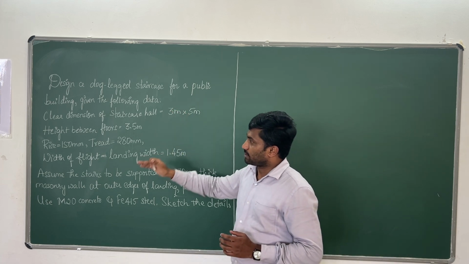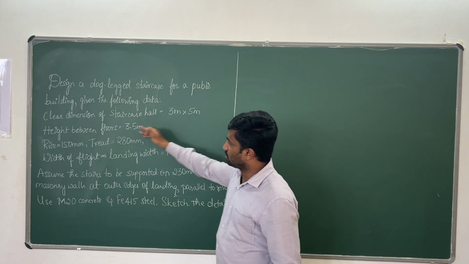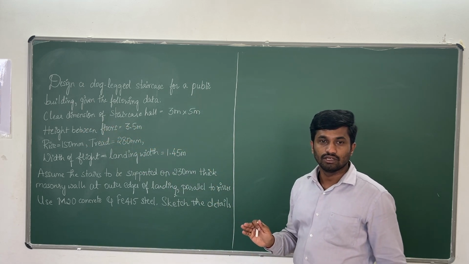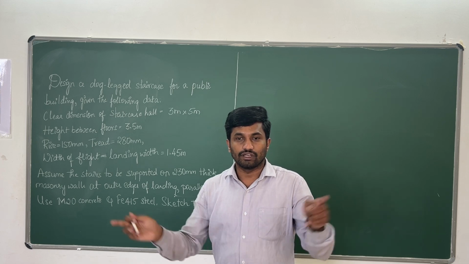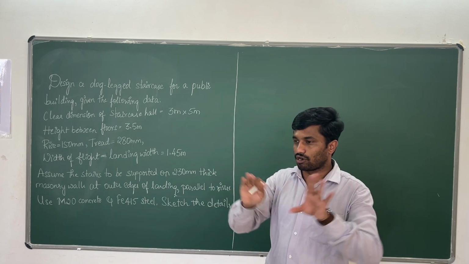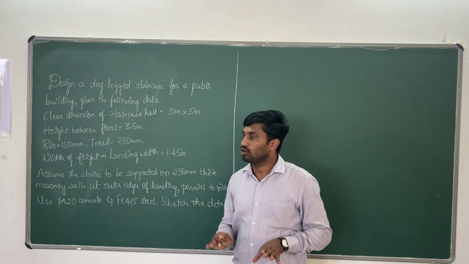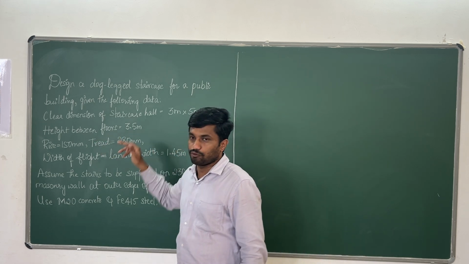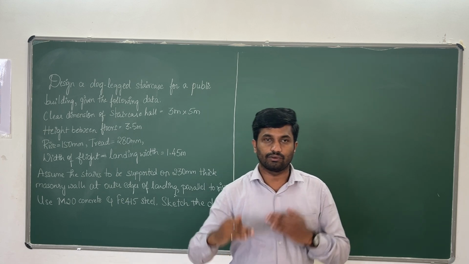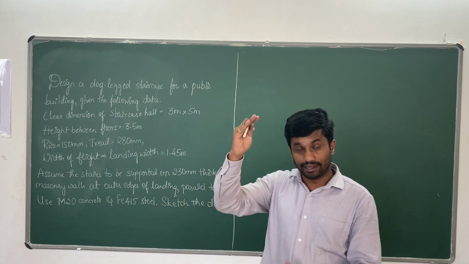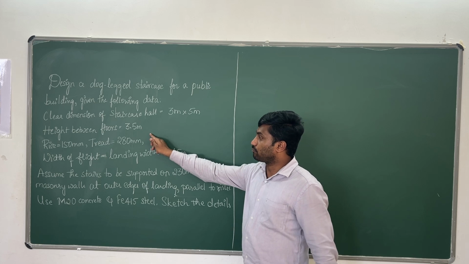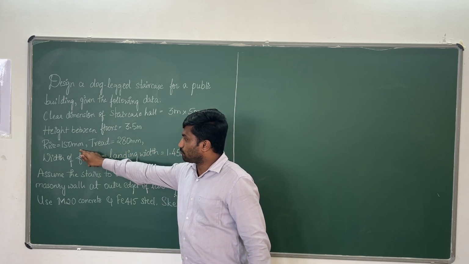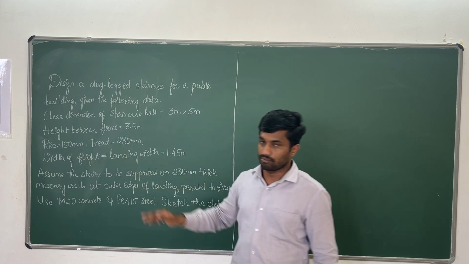For the given data, the first item is the clear dimension of the stair hall. It's a clear dimension, not wall to wall, so the inside dimension, what clearly appears inside the room, is 3 by 5 meters. And the height between the floors is 3.5 meters, and rise and tread are given as 150 mm rise, 280 mm tread.